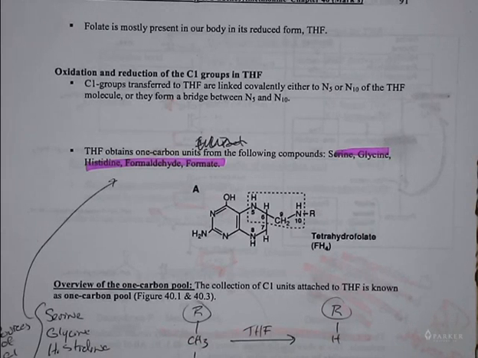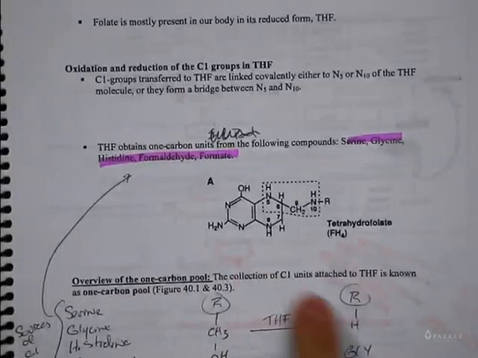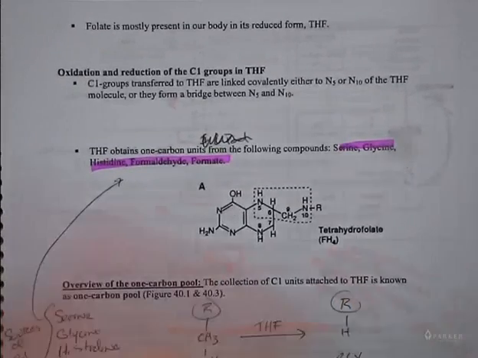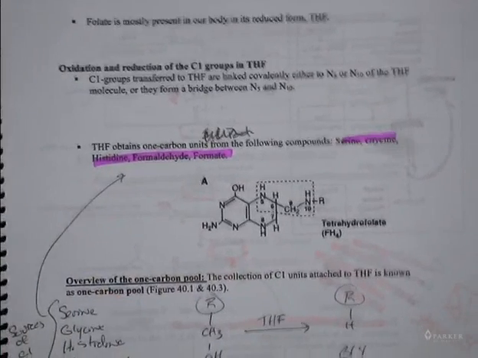THF can obtain a 1 carbon unit from any of those and attach it to itself at what positions? N5, N10, or both. Good. The 1 carbon pool is a collection of C1 units attached to the THF, known as the 1 carbon pool.